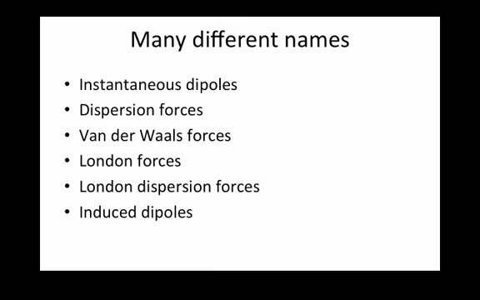These intermolecular forces on nonpolar molecules can have many different names. Instantaneous dipole is my favorite because it explains to me what's going on. But you will also hear these called dispersion forces, van der Waals forces, London forces, London dispersion forces, and induced dipoles. It's important that you're familiar with all of these terms because you will see and hear them used interchangeably. You need to know that these are all the same thing. Instantaneous dipoles occur in all molecules, polar or nonpolar, but they are the most important intermolecular force for nonpolar molecules.